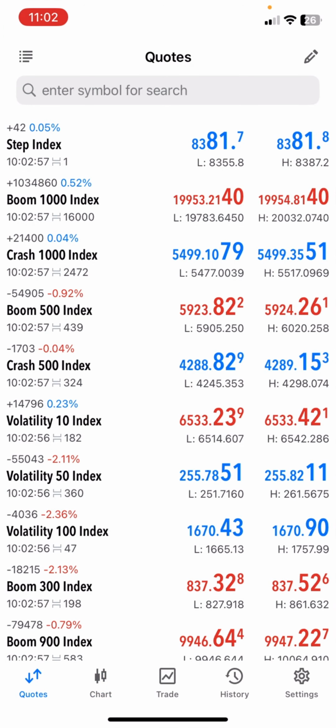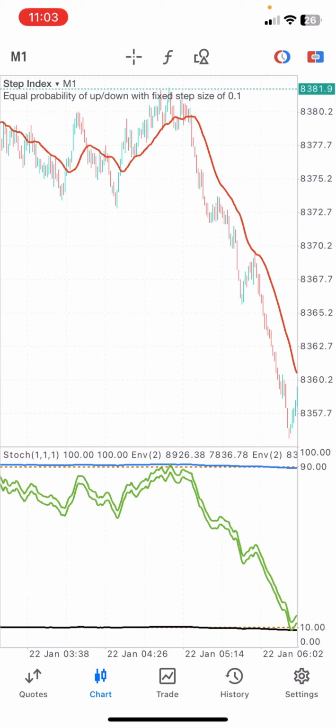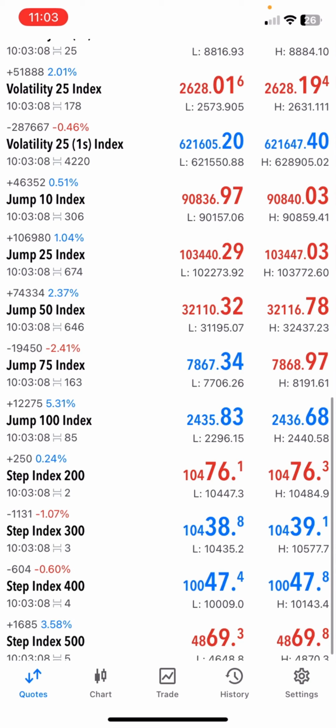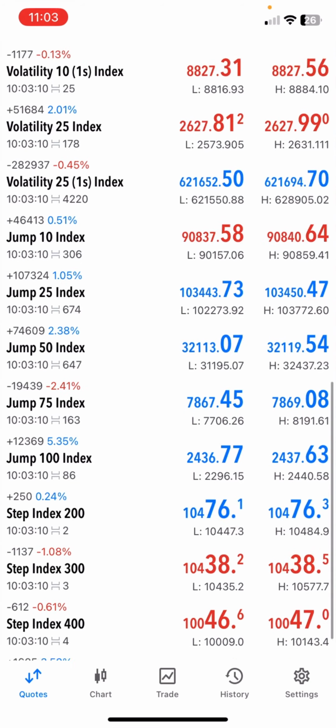So today I want us to be looking at this step index trading strategy. This strategy right here, you can use it on all the step index pairs. You can see we have a lot of step index right here.